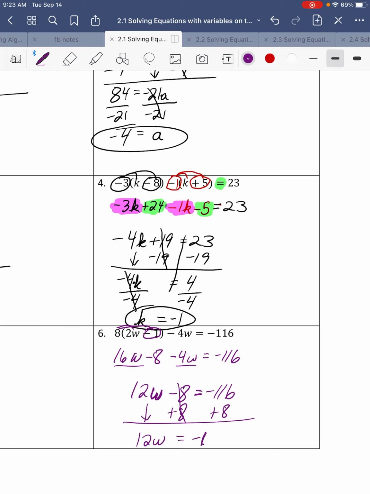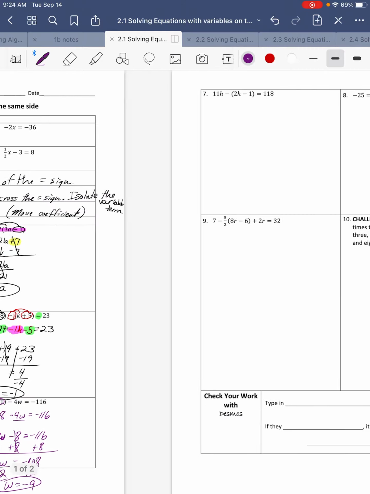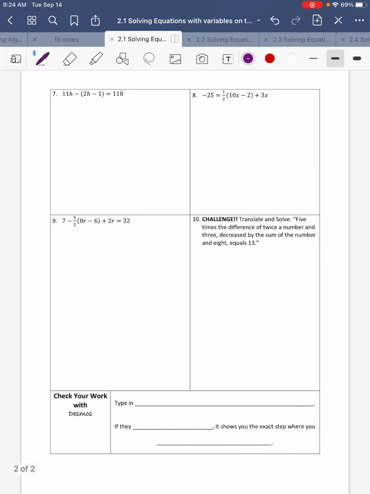12w is going to come down. Negative 108. Divide by 12, divide by 12. W equals negative 108 divided by 12, which is negative 9. All right, so there's 1 through 6.